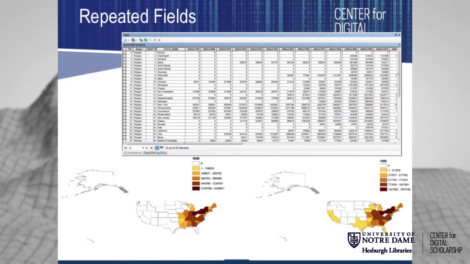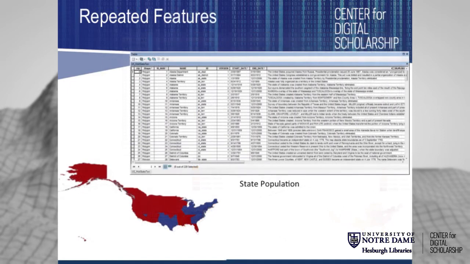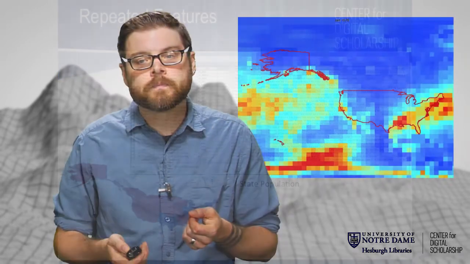So here, this is an example of showing different time periods as different columns, as different fields. And what we need to have is it like this, where we have individual features for each time slice that have either a start date or a start and end date for each one of the features.